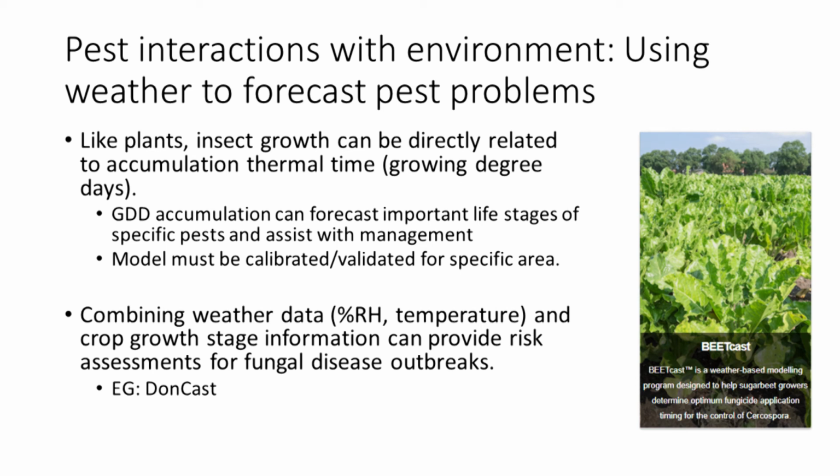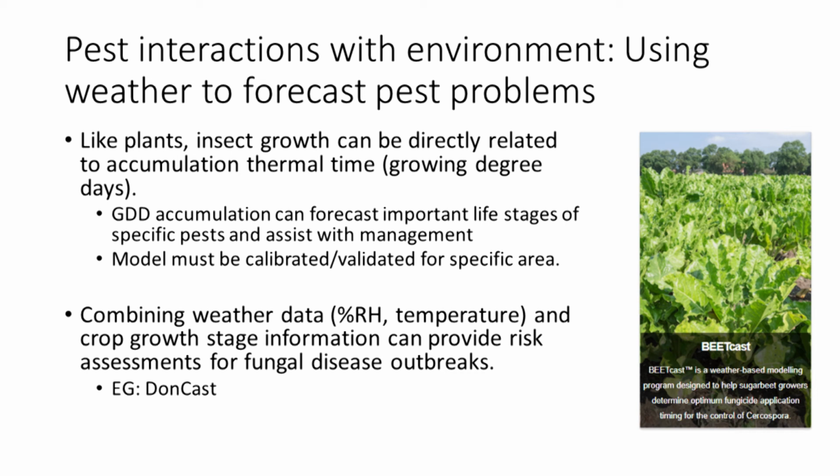So just like plants, where we can think of them growing in terms of thermal time, be that growing degree days, relative maturity, CHUs, insect growth can also be directly related to the accumulation of heat units. And so just like you can predict growth stages of certain plants based on thermal time or heat accumulation, you can do the same with insects. And so you can use weather to forecast when important life stages of specific pests are going to happen, and that can assist with management. That said, whatever weather model you're using to predict pest life cycles has to be calibrated and validated for specific areas. So a model that works in Oregon might not work in Ontario, and vice versa.